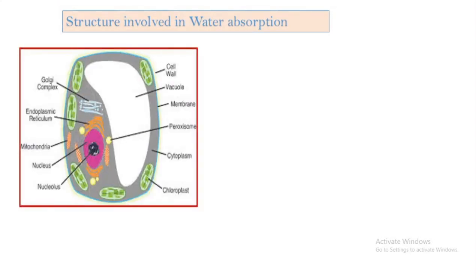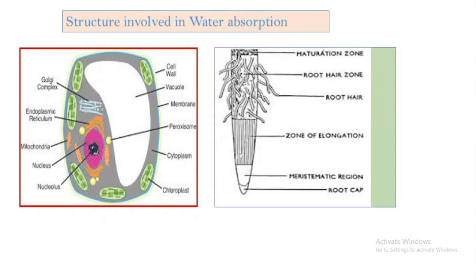When we see structures involved in water absorption, here is the diagram of a plant cell, and this plant cell shows different plant parts. Among these, vacuoles, tonoplast, protoplast, cell wall and plasmodesmata are the plant parts which play an important role in water absorption. Now we see the diagram of the plant root.